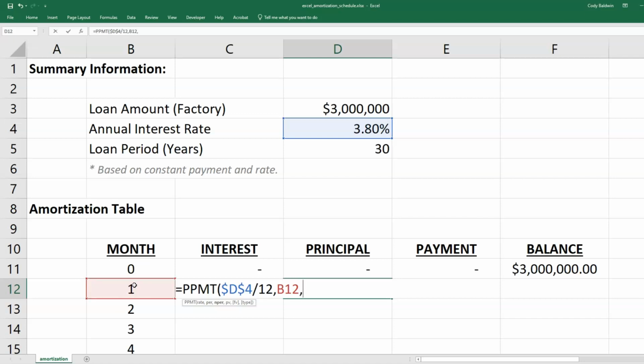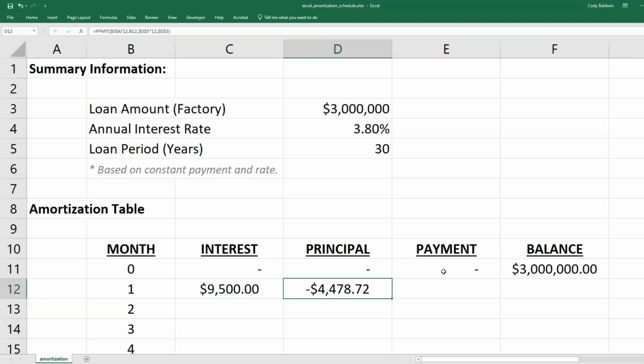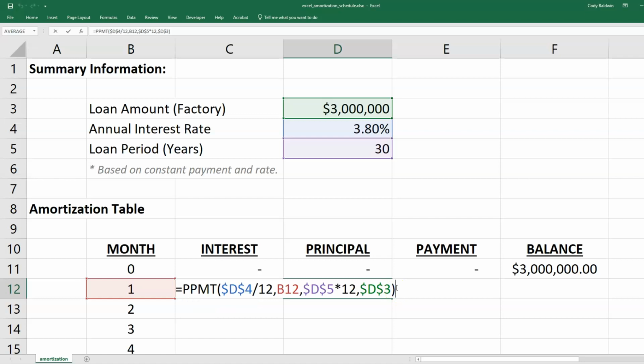And then I'm going to put in the number of periods, which is again the loan period times 12, because I'm making monthly payments, 30 times 12. And I want to make that reference to the loan period, again, absolute by adding these dollar signs so that it doesn't change. And the present value is going to be the loan amount. And again, I want to make that absolute as well. So I'm going to put these dollar signs here. So that's how much principal I'm going to pay. It's going to come up negative again. If you want to change that, just multiply it by negative one. You just want to be consistent with whatever you do.